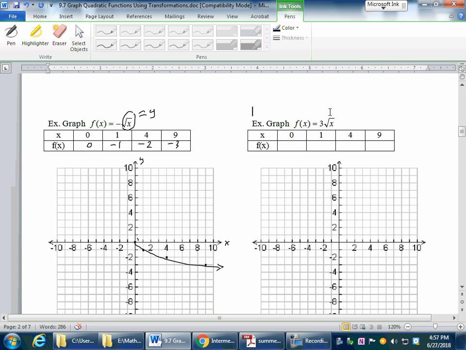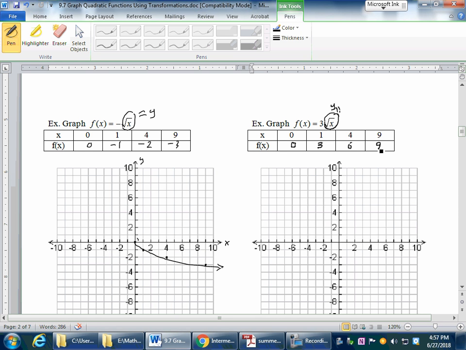Notice that I'm multiplying my y value by 3, right? This is y value by 3, so it will be vertically stretched. So if I substitute 0, square root of 0 is 0, but times 3 will still be 0. However, when I start substituting 1, square root of 1 is 1. 1 times 3 is 3. When I substitute 4, square root of 4 is 2. 2 times 3 is 6. And square root of 9 is 3. 3 times 3 is 9.